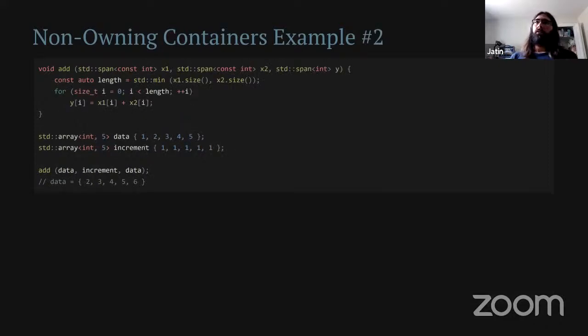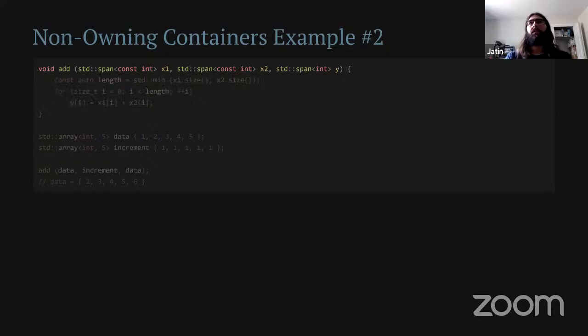I want to give another example just to show how constness works with non-owning containers. Here we have a function that's going to take two spans of integers, add them together, and put the result in some other span. Since the spans are being passed around by value, we need to make sure that the constness of the container applies to the type in the container, not necessarily to the container itself.